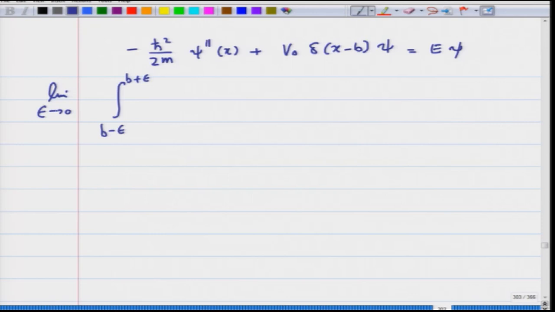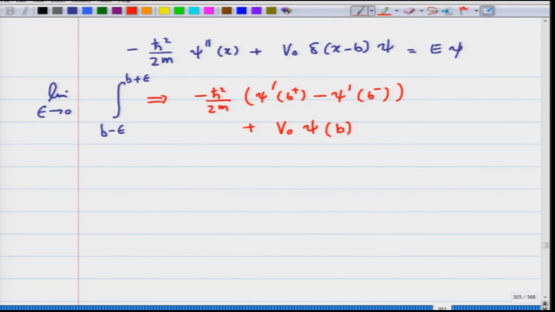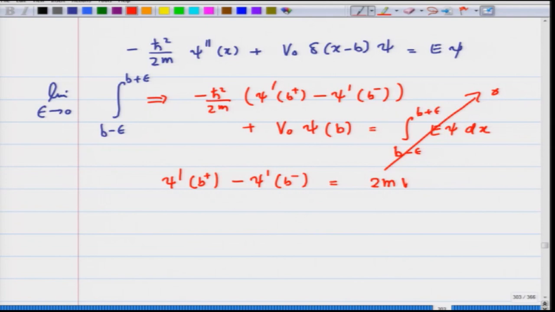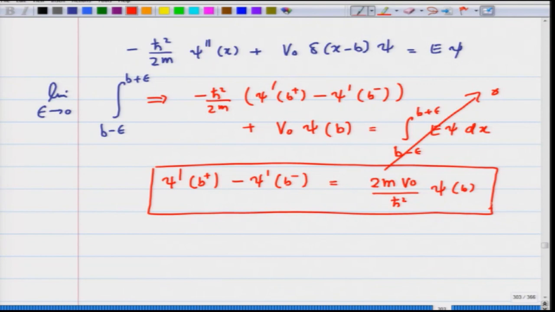When I integrate this, I am going to get minus h cross squared over 2m times (psi prime at b plus minus psi prime at b minus) plus V0 psi at b. Keep in mind that the wave function psi is continuous, so at b plus and b minus it is the same, equal to E, which is finite. So when I integrate from b minus epsilon to b plus epsilon, E psi, with E and psi both being finite, gives 0. Therefore, I get psi prime at b plus minus psi prime at b minus equal to 2m V0 over h cross squared times psi at b. That is the condition on the derivative of the wave function.